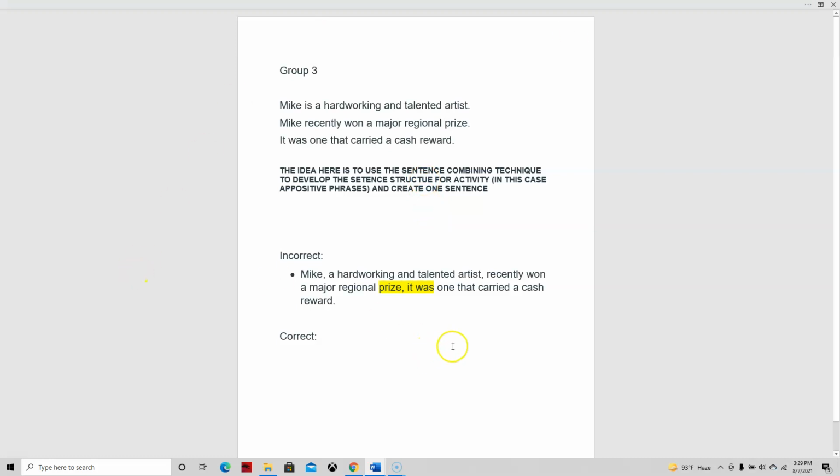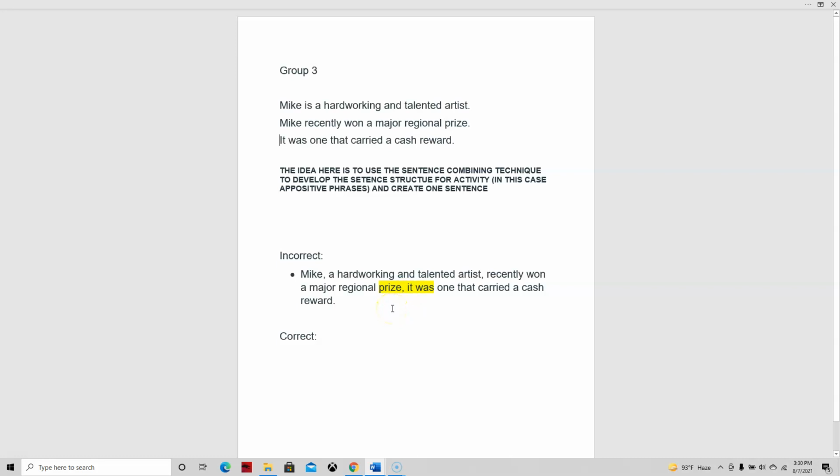So here's probably the most common error that I saw. Mike, comma, a hardworking and talented artist, comma. Now that's good, right? That is an appositive phrase. This is one of those subject-verb splits. The subject is Mike, the verb is recently. So: Mike, a hardworking and talented artist, recently won a major regional prize, comma. It was one that carried a cash reward. Now, both are complete sentences. So we have two complete sentences joined with a comma, right? But we are trying to make one sentence.